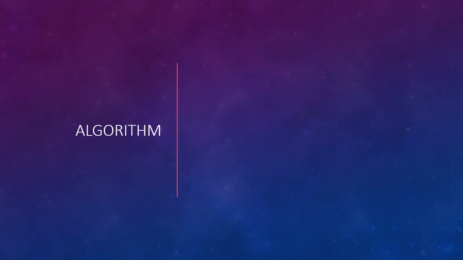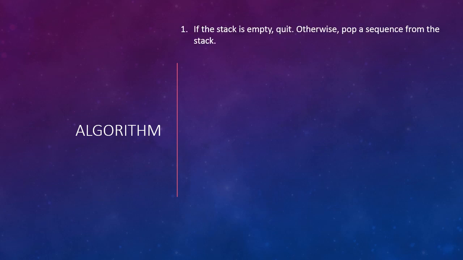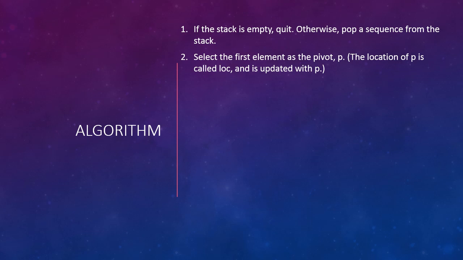Have a look at the algorithm for quicksort. Step 1. If the stack is empty, quit. Otherwise, pop a sequence from the stack. Step 2. Select the first element as the pivot, P. The location of P is called lock and is updated with P.